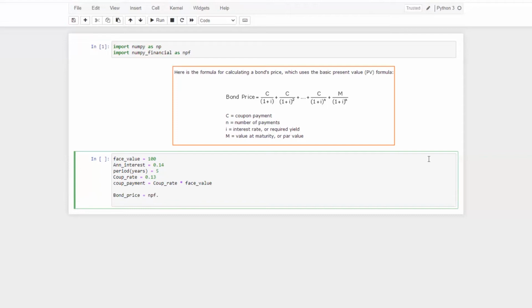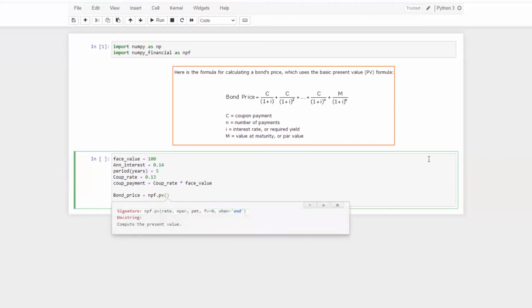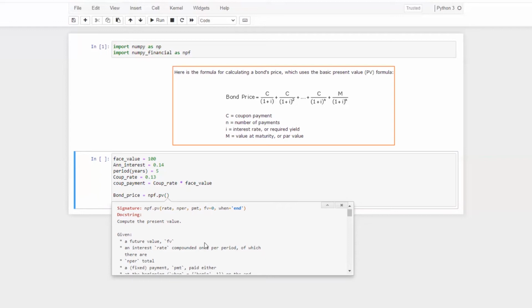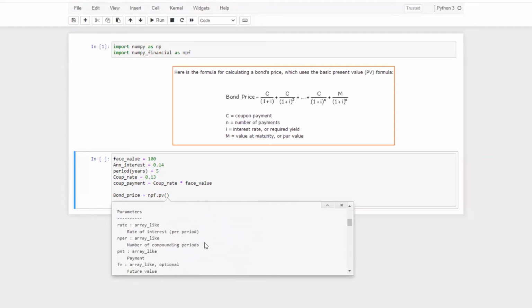NPF dot PV, which is the present value of the bond price. So we have annual interest. Let's audit this formula. In order to get the present value of the bond, we need the rate, we need nper, that is the period, we need the per-period payment, and we need the future value, which is by default zero. That's the important thing we are required. So we can take an example here and see how it looks.